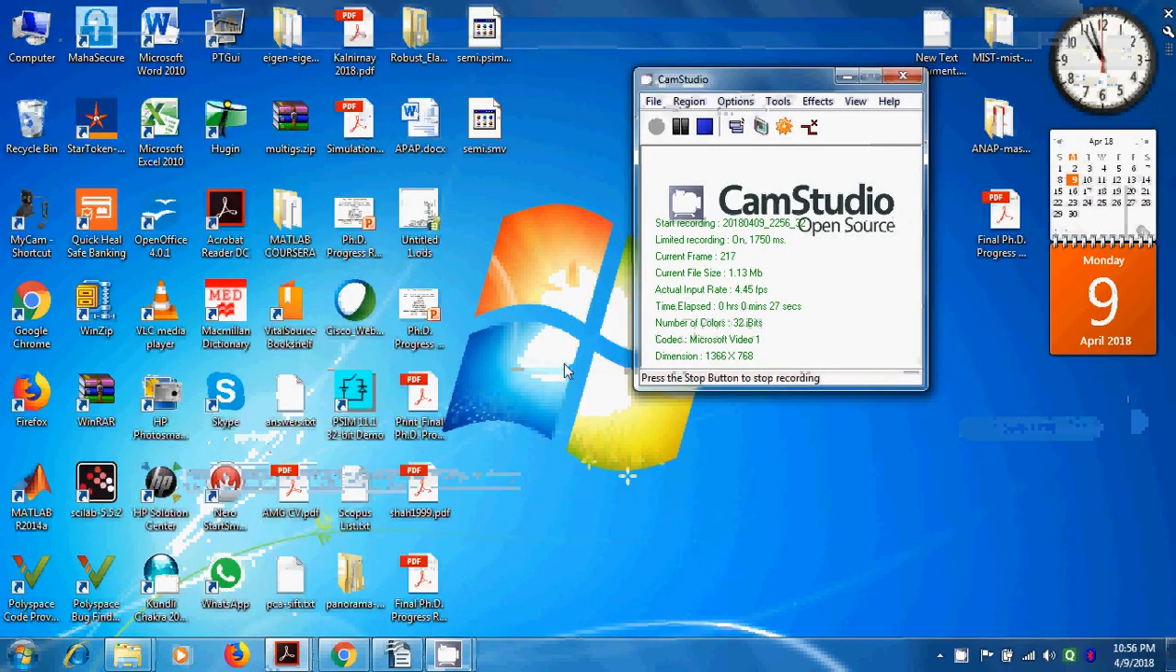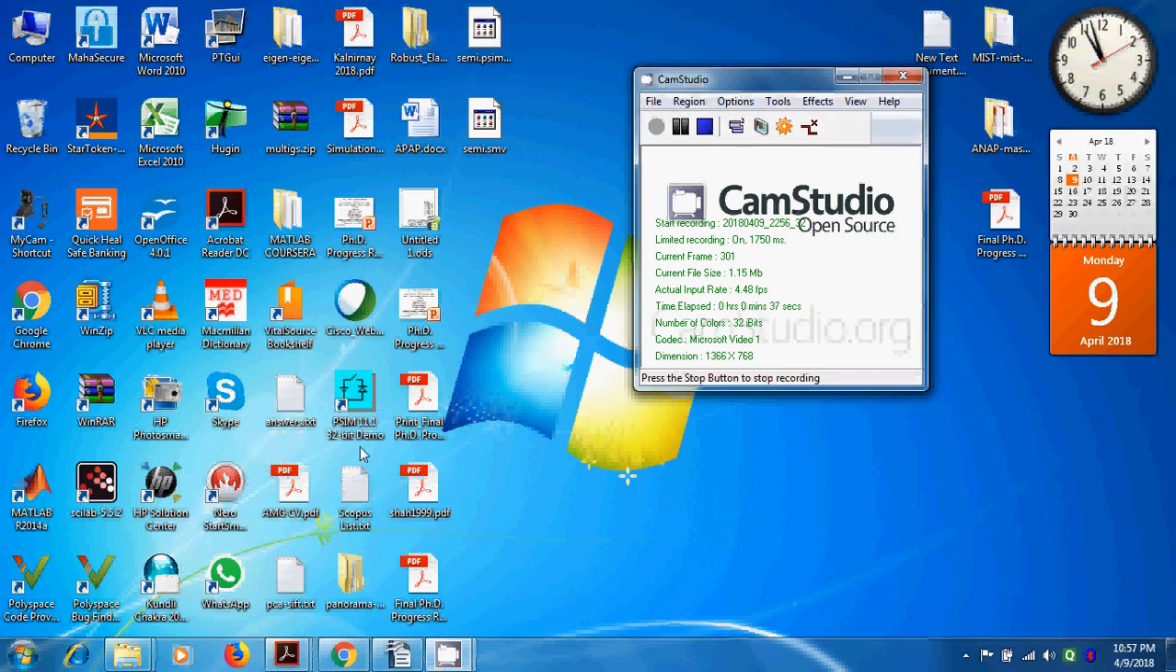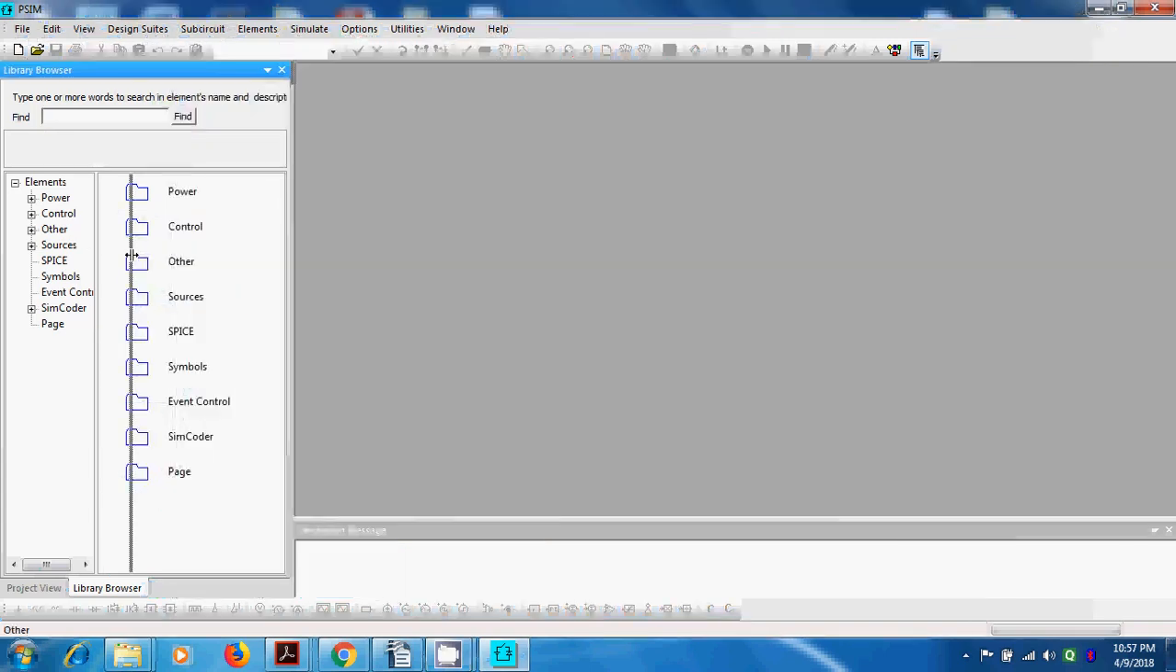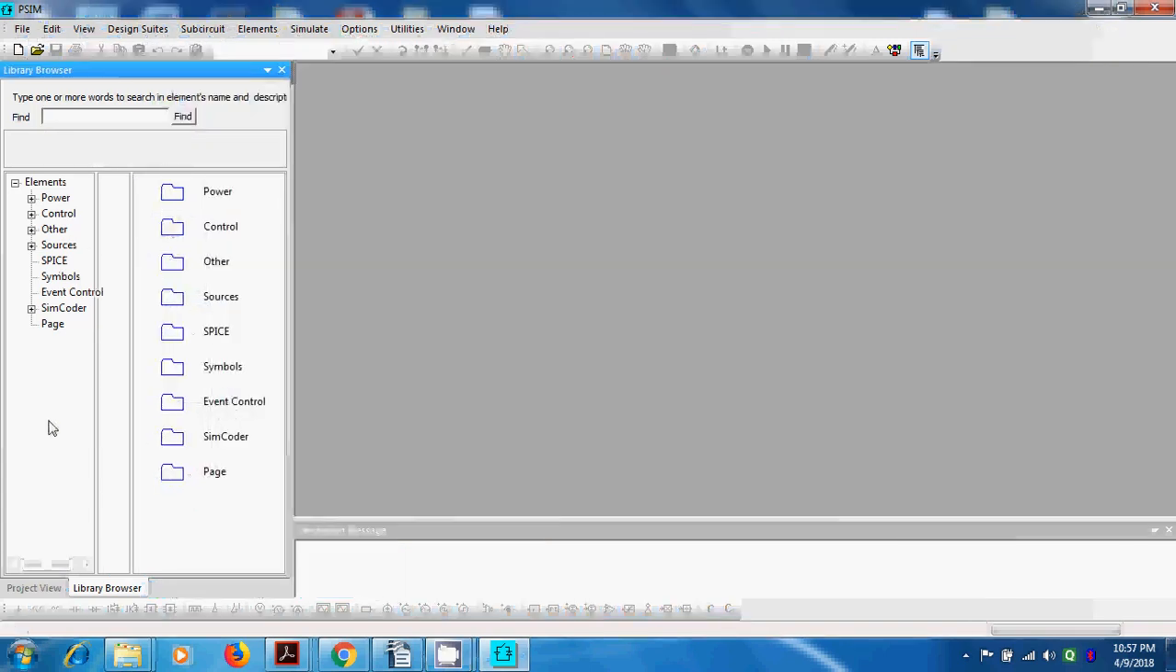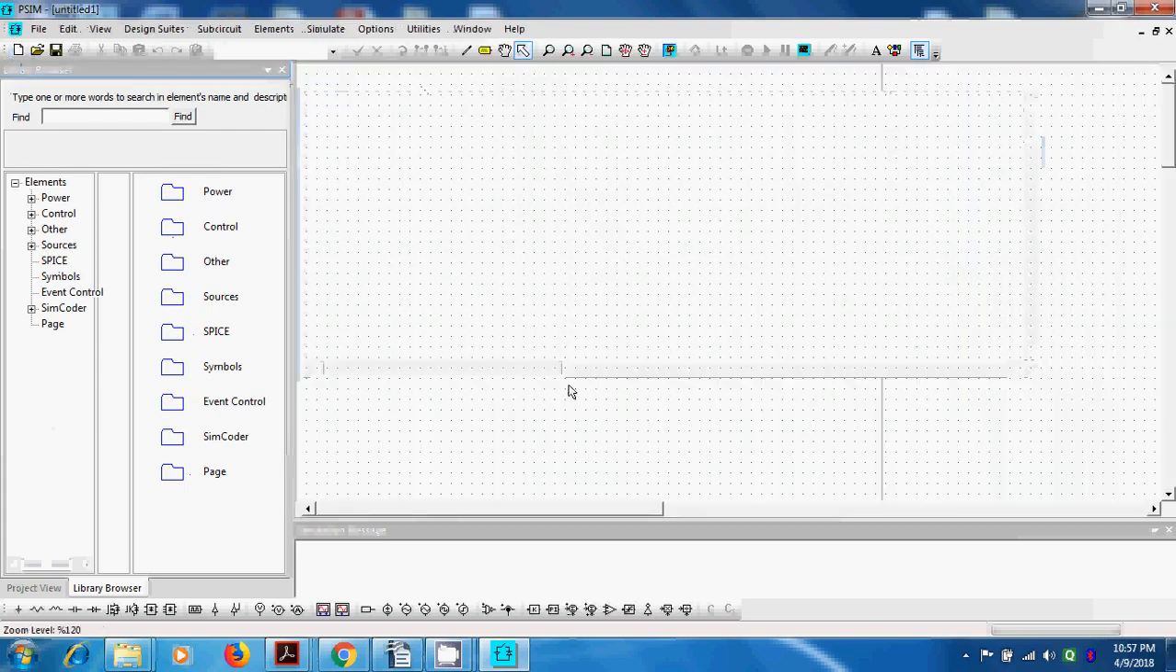So to analyze and to demonstrate the simulation of any power electronic circuitry, we are using PSIM, and here we are using the student version demo 32-bit PSIM 11.1 software. So this is the launching window of PSIM. These are the library browsers. Let us start with a new project. So this is the grid where we are actually making the circuit.